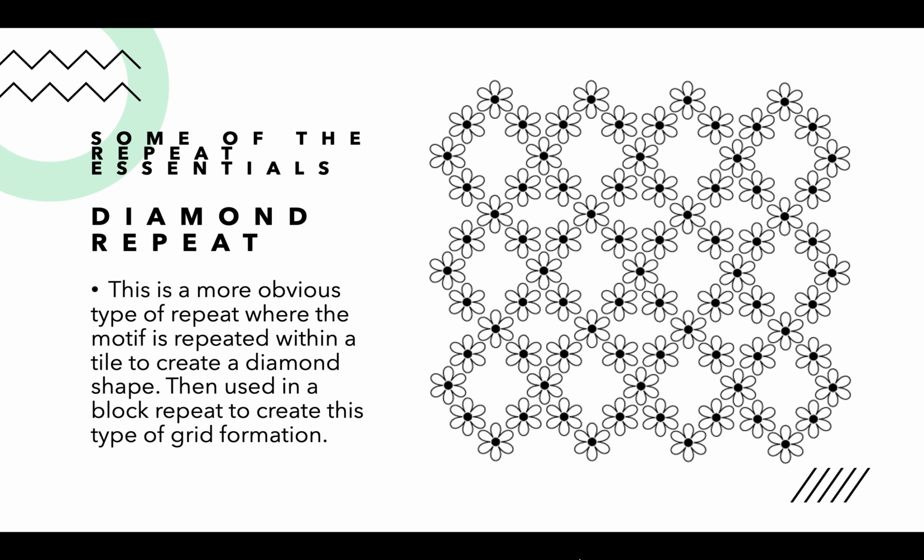The diamond repeat is a more obvious type of repeat where the motif is repeated within a tile to create a diamond shape, then used in a block repeat to create this type of grid or formation. So that sounds quite complicated, but really what we're doing is creating diamond shapes with motifs, and then sticking them next to each other to make this kind of trellis shape.